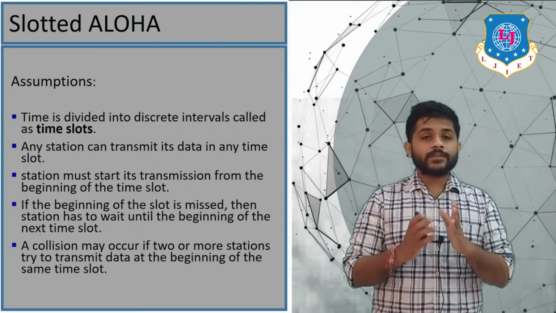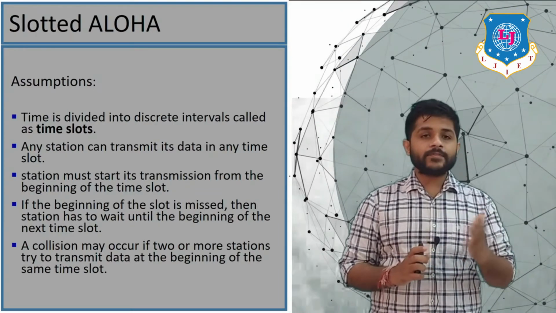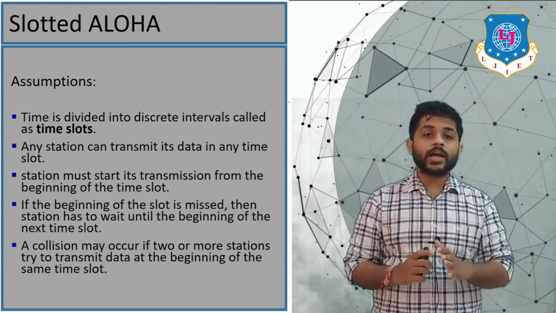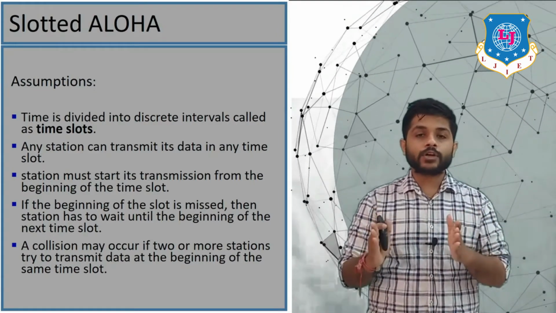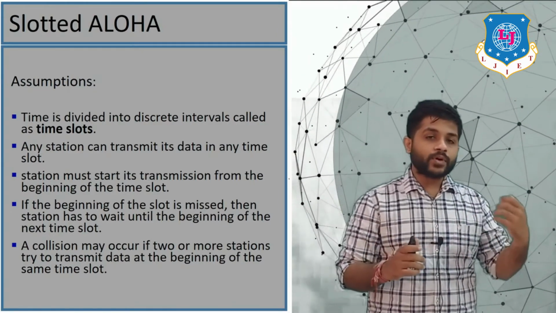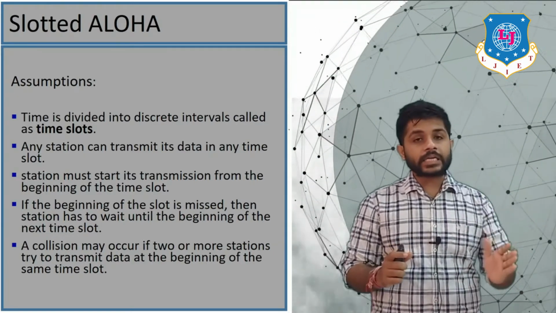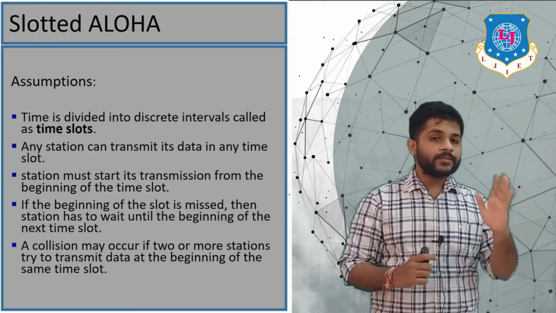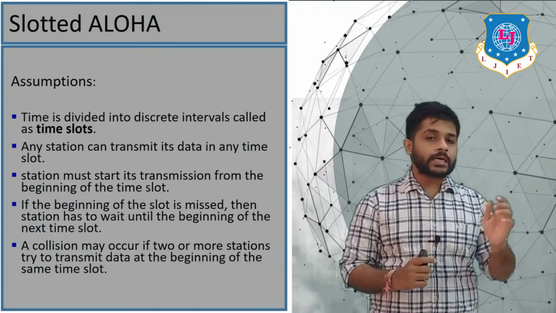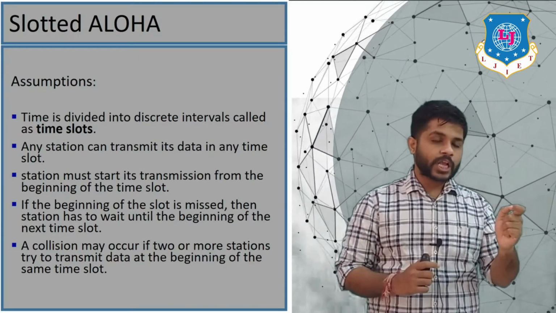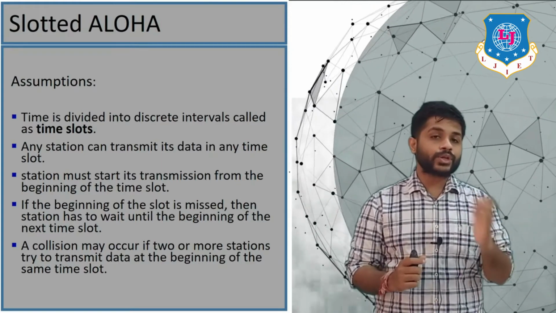The second type is slotted ALOHA. Now what is slotted ALOHA? The only difference between pure ALOHA and slotted ALOHA is that in slotted ALOHA, all the time is divided into slots. So any station that wants to send data will send data at the starting of a particular slot only. If the starting of the slot is missed, the sender is not allowed to send data in that slot. So that is the rule for slotted ALOHA.